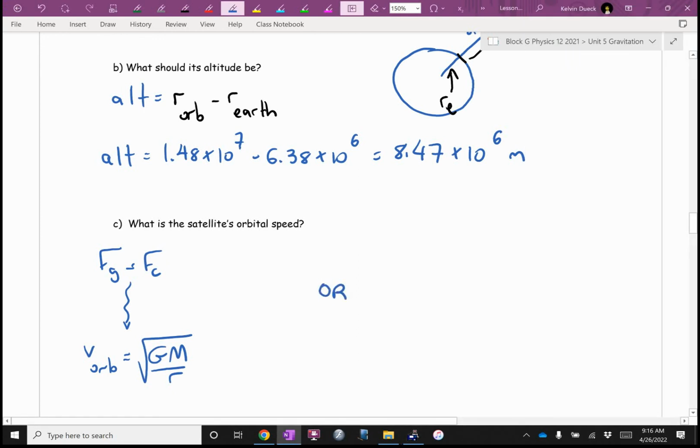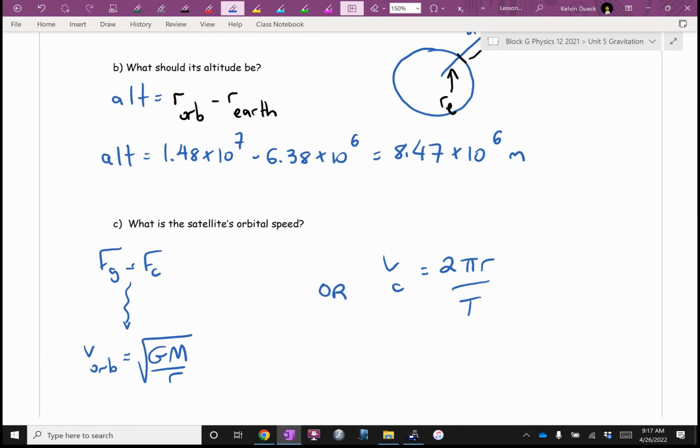Or, you're orbiting in a circle. What's our equation for circular speed from the last unit? You'll get the same answer for either of those. I would argue this one's a little quicker to get to because it's actually an equation sitting on your formula sheet. So if I was my natural, lazy, but organized self, this is what I would use.